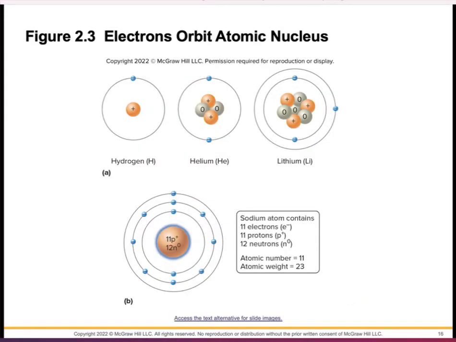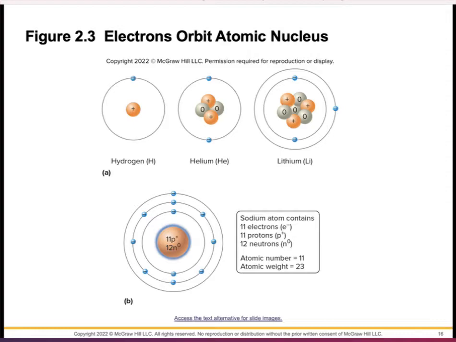Okay, so Figure 2.3. These are electrons that orbit the atomic nucleus. The structure of hydrogen shows a central nucleus with just one proton. Okay, that's the orange, one proton. Hydrogen has an orbital with one electron. You see the little blue small particle on the first shell. It just has one electron.